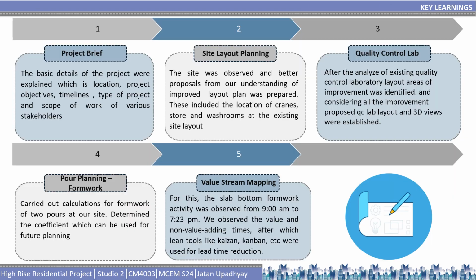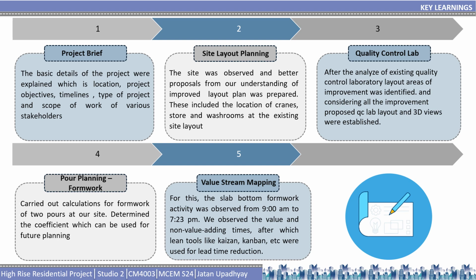Finally, coming to the key learnings from all the exercises. In the project brief, the basic details of the project were explained, which are location, project objectives, timelines, type of project, and scope of work for various stakeholders. In the site layout planning, the site was observed and, from our understanding, a better improved layout plan was prepared. This included the location of cranes, store, and washroom in the existing site layout.